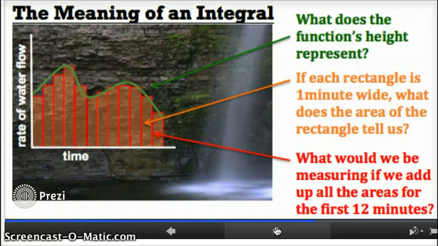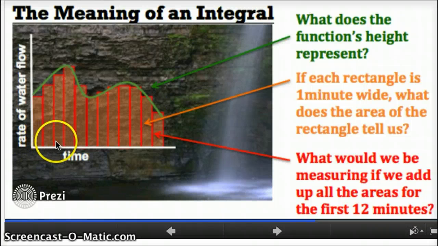In that picture, there was a waterfall and then a little graph. The graph is showing you the rate of the water flowing over that waterfall over time. So what does that mean about the height of this green line? If this is the curve, what does the function's height represent? Exactly, it represents a rate, or you might say a derivative, but it's the rate of how much water is flowing into the pond.